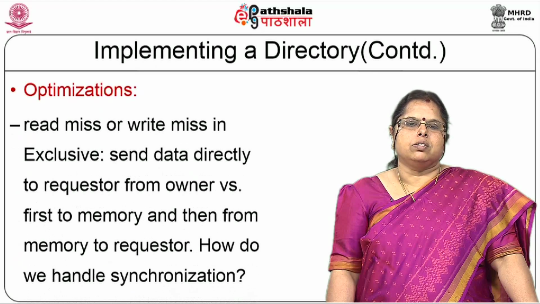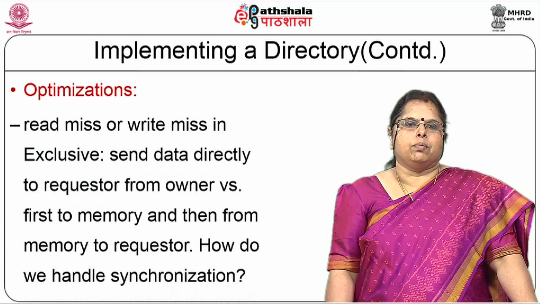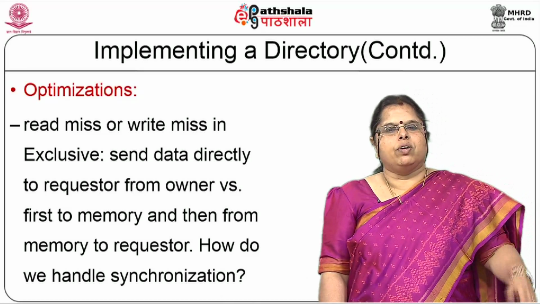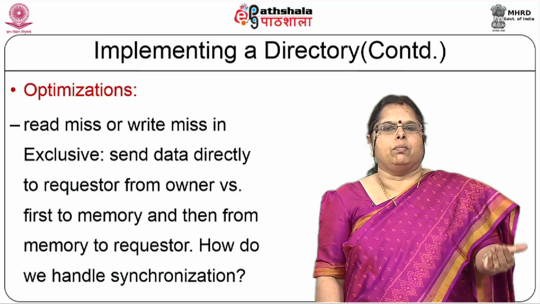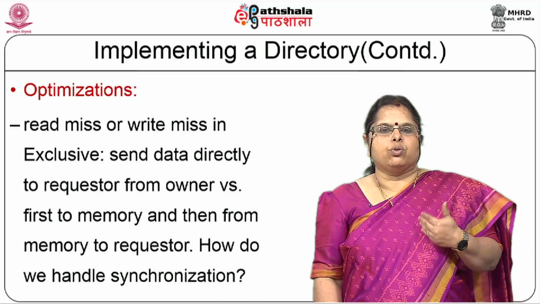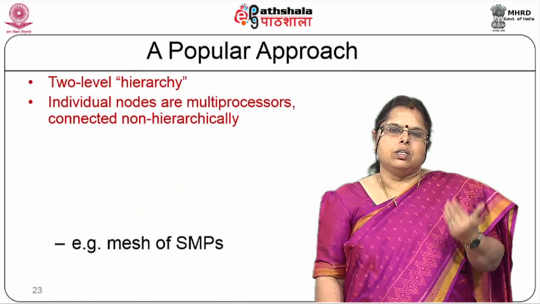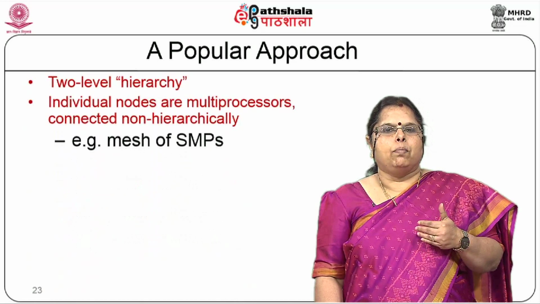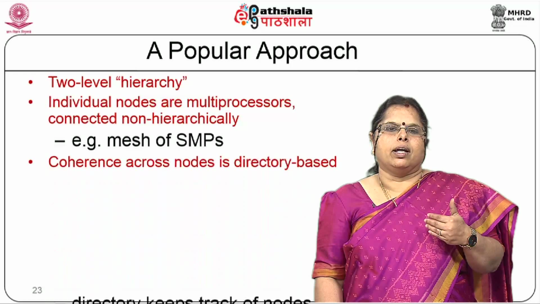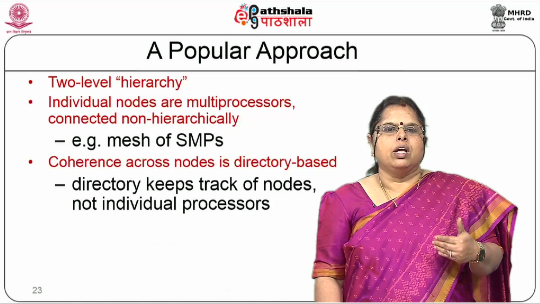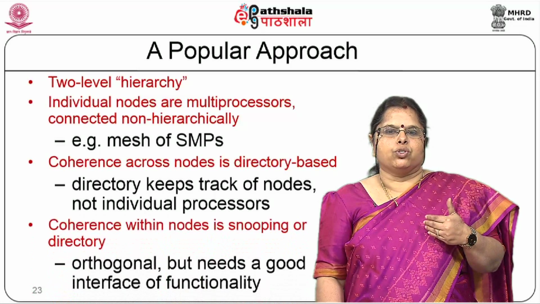You can also look at optimizations in a directory based protocol. When you are looking at a read miss or a write miss in an exclusive state, you can send the data directly to the requester from the owner instead of first writing it to memory and then from the memory to the requester. But you will have to make sure that you are able to handle the synchronization issues here. And as I already mentioned with respect to the snoop based protocol, a popular approach is to use a 2-level hierarchy, where you use a combination of a snoop based approach as well as a directory based approach.